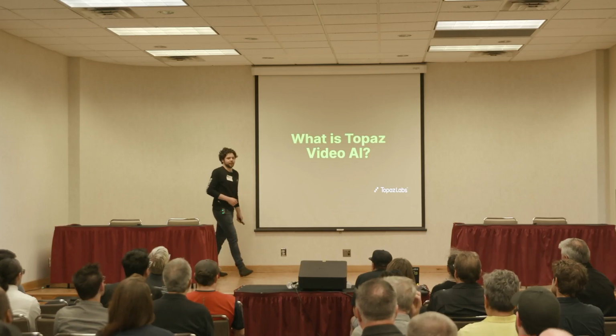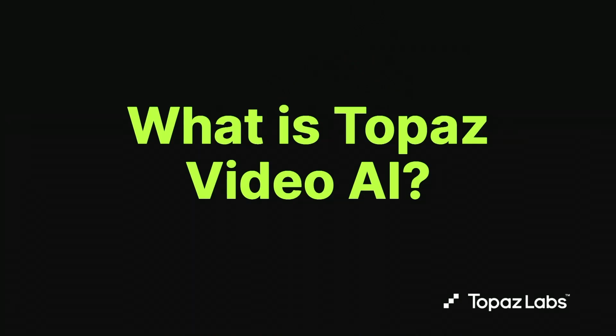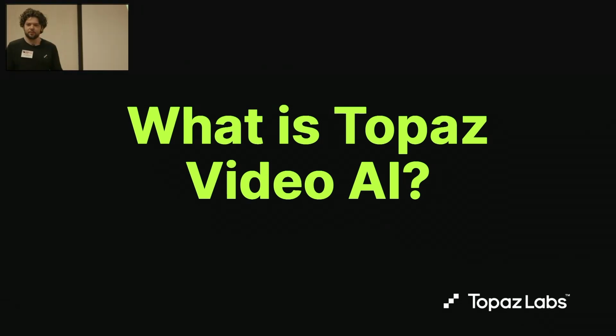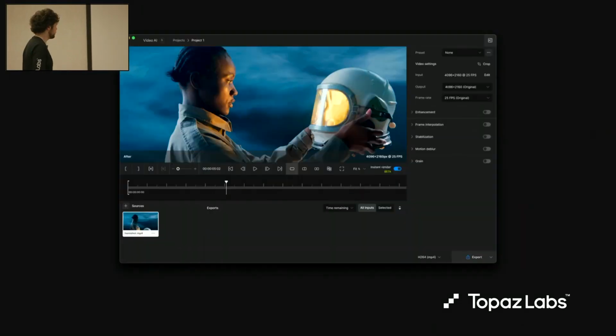So that's Video AI, our leading flagship program for processing video and increasing the resolution and frame rate of your content using AI models. There are a lot of valid concerns about the use of AI in the industry, and we're going to get into the different steps we've taken to protect your privacy and the security of your footage. But first, I want to get into a little bit more about what the app can do for you.